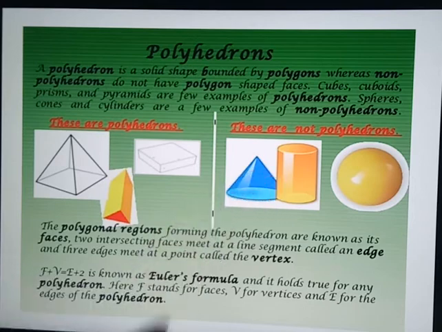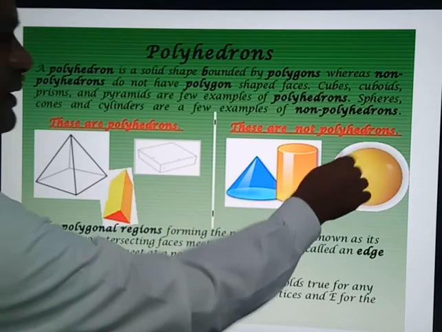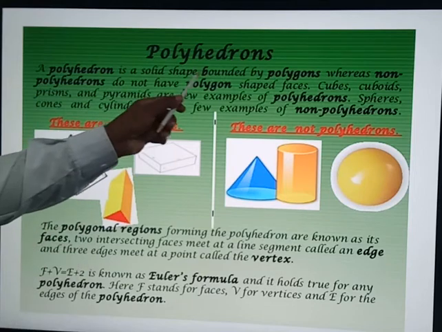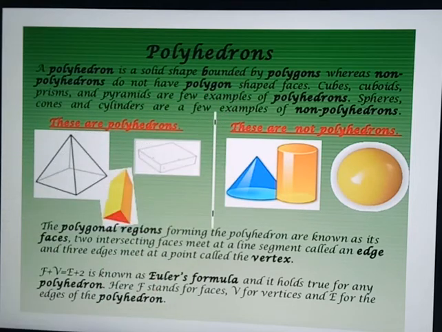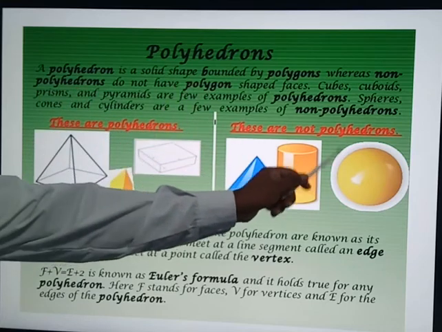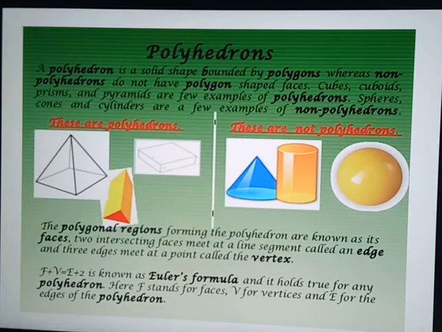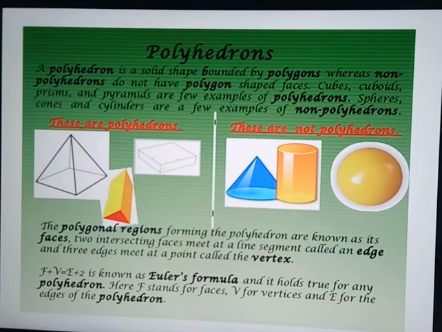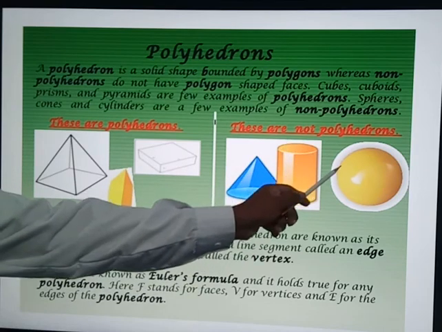So curved shape, because they are having curved shape. A sphere having curved shape. See, polyhedron means it's a solid shape bounded by only polygons, where non-polyhedrons do not have polygons. So the sphere is not having any polygons, and the cylinder is not having any polygons. Cone is not having any polygons. So therefore these are all not polyhedrons.